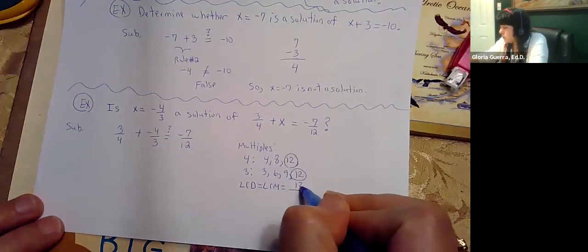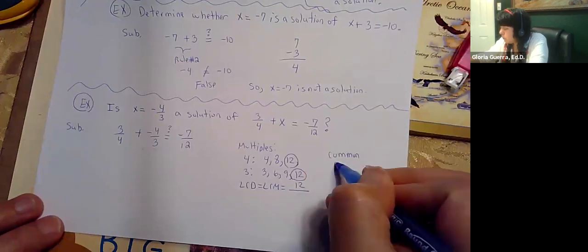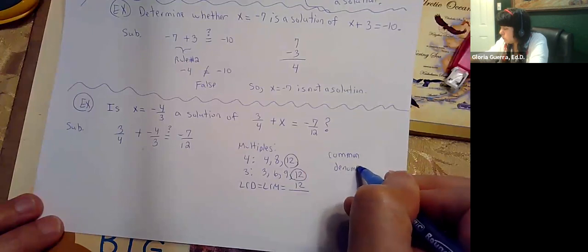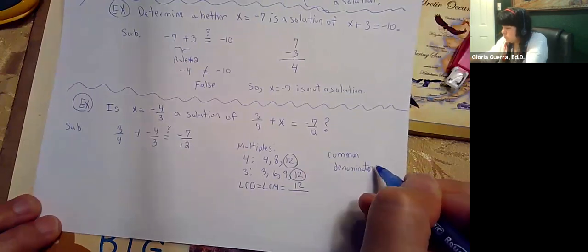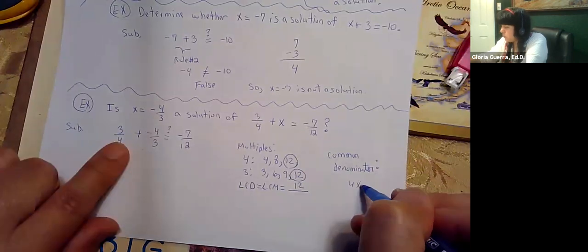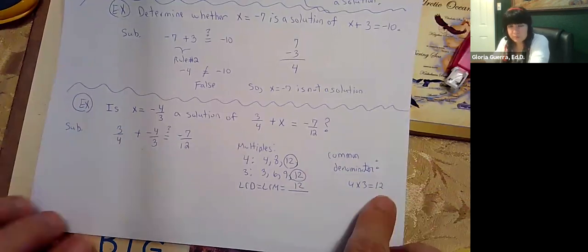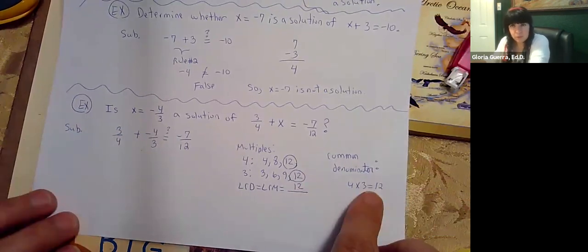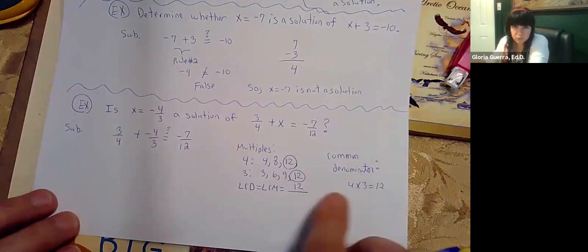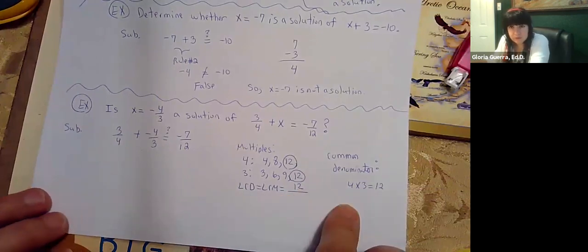And it so happens when you do the common denominator, which you multiply 4 times 3, that you also get 12. This one is rare, but you get the same result both times, with multiples and just multiplying the denominators. And that's okay, it's very rare, but sometimes that happens, but it is 12.